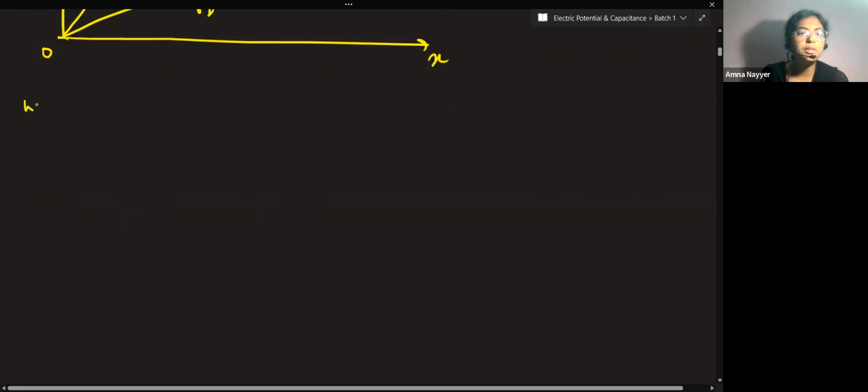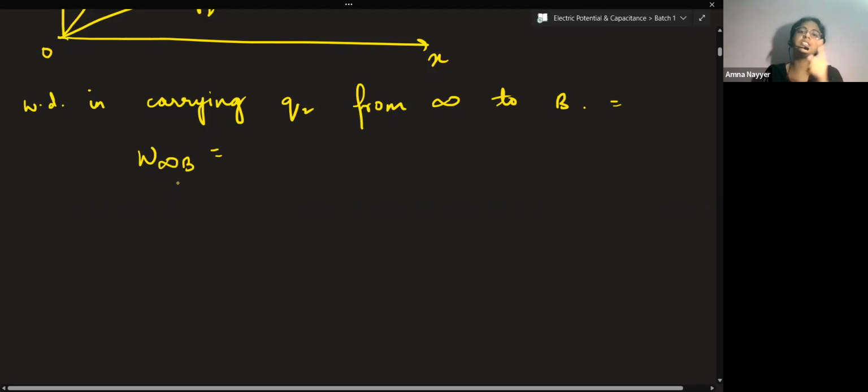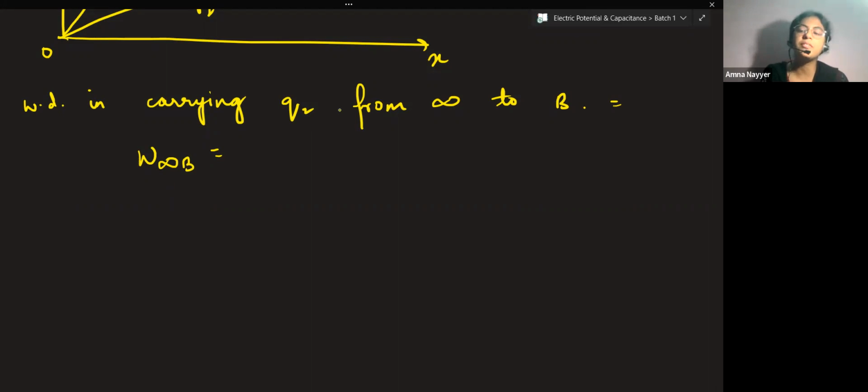So see, work done in carrying Q2 from infinity to point B, that is what we are finding out. So work done to carry a charge from infinity to a particular point is what? If you remember the relationship between work done, charge and potential, what was that relationship? Anyone?